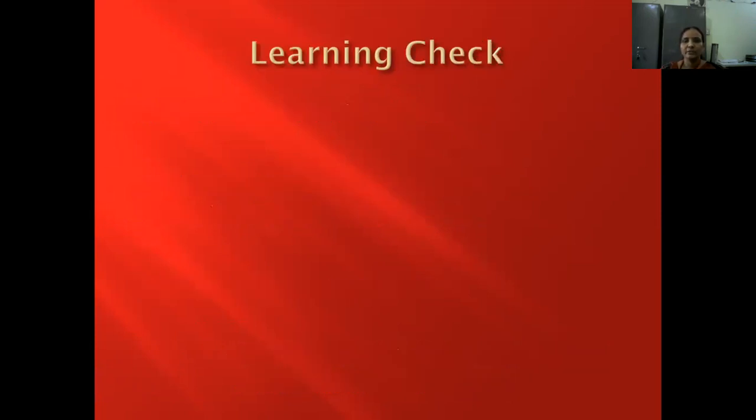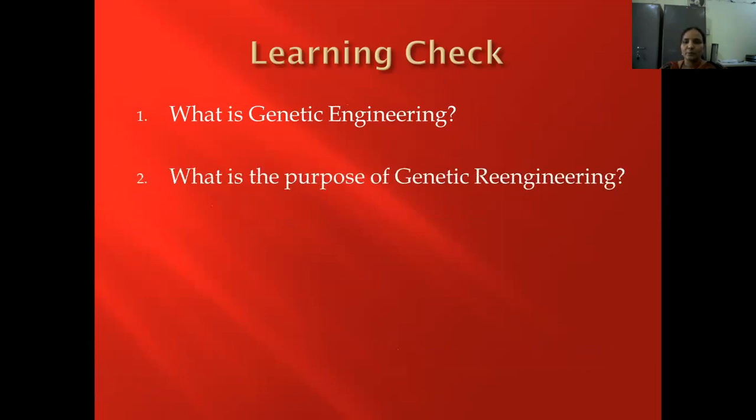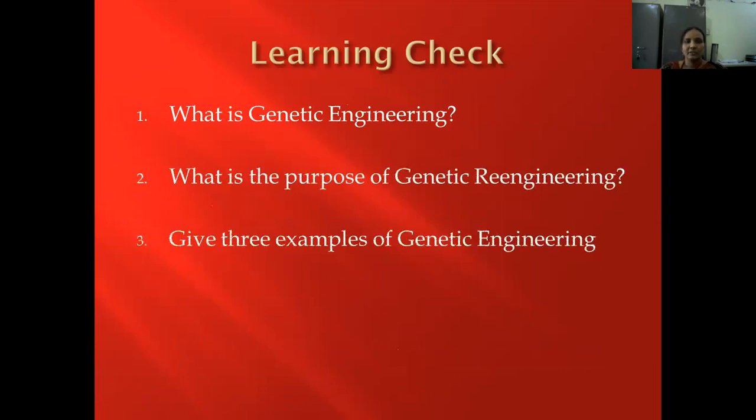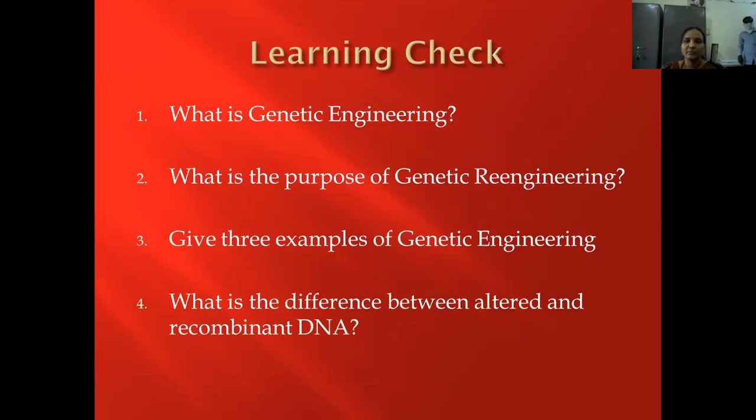So what we have seen up till now: we have seen what is genetic engineering, then the purpose of genetic engineering, then three examples of genetic engineering. Engineering में कौन से बैक्टीरिया का ह्यूमन में डाल सकते हैं, ह्यूमन का बैक्टीरिया में डाल सकते हैं, और ह्यूमन का बैक्टीरिया का प्लांट्स में भी डाल सकते हैं. Those are examples of genetic engineering. So what is the difference between altered and recombinant DNA? What is the meaning of gene splicing? All these points we have seen.